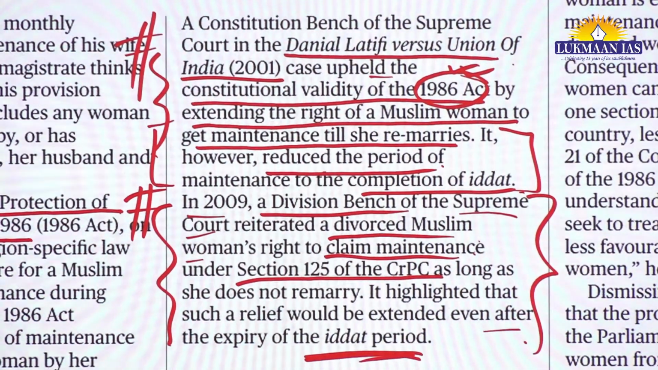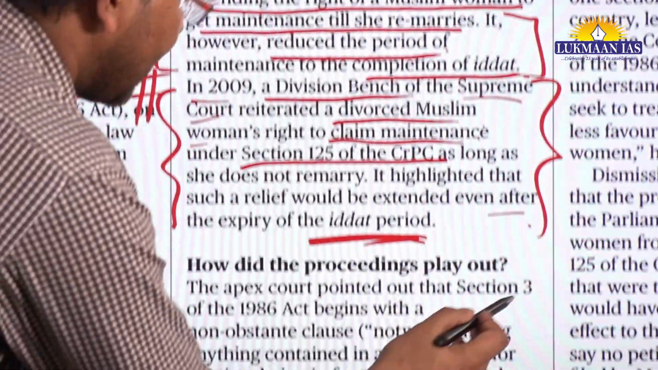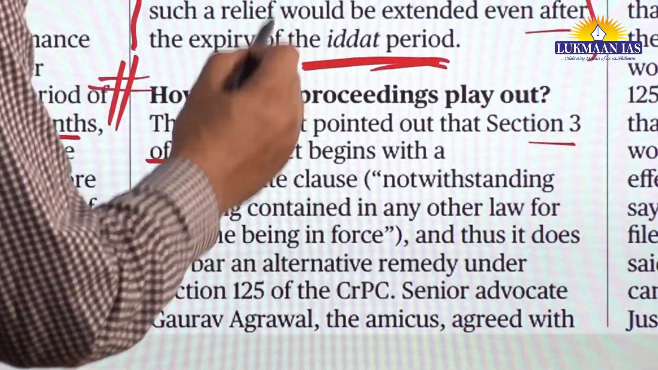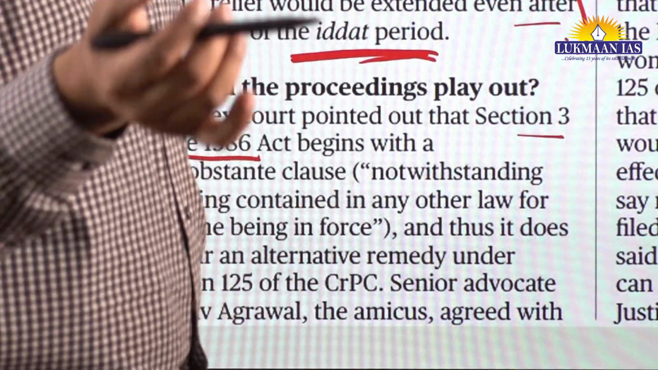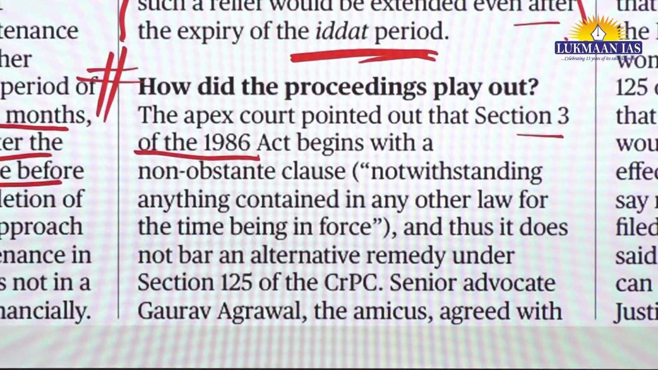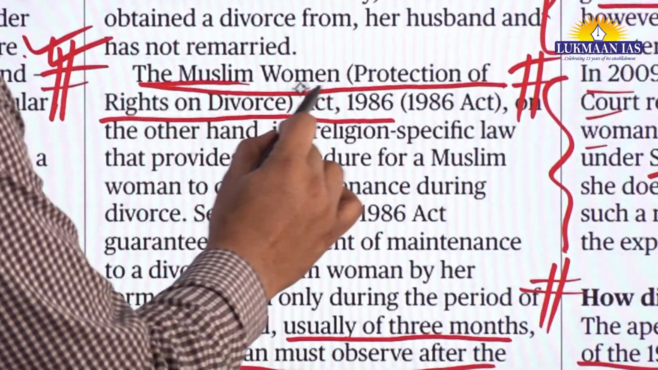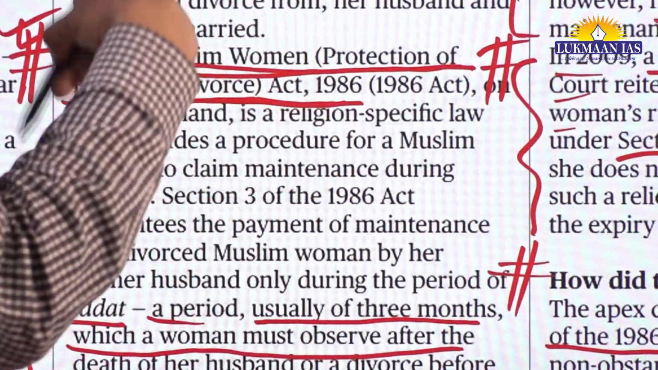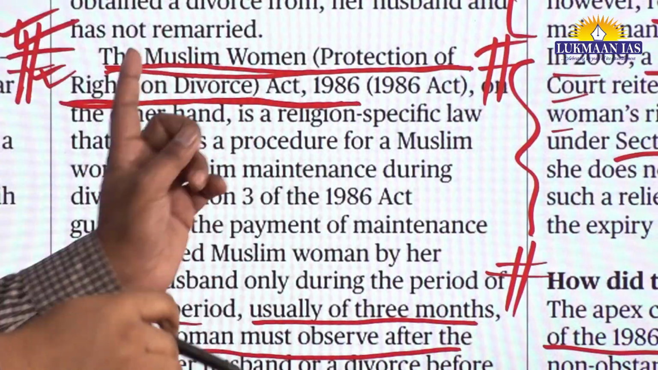And how did the proceedings play out? The Supreme Court pointed out section 3 of the 1986 Act. In 2009, the Supreme Court looked into one of the sections of the 1986 Act. What was the 1986 Act that we discussed? It is known as the Muslim Women Protection of Rights on Divorce Act. So the Supreme Court looked into the interpretation of section 3 of this Act.